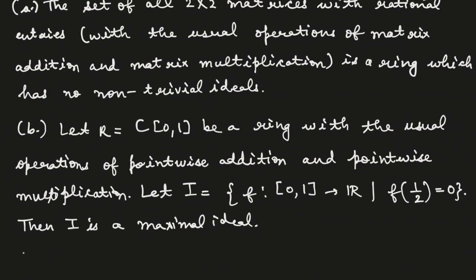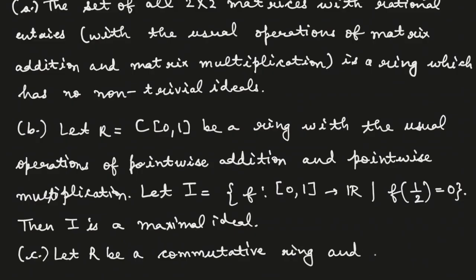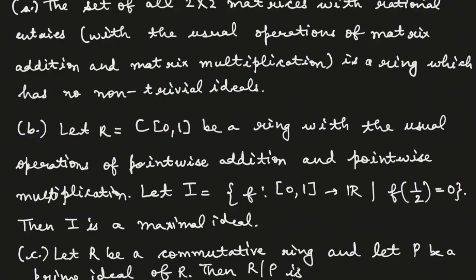C part: let R be a commutative ring and let P be a prime ideal of R. Then R by P is an integral domain.